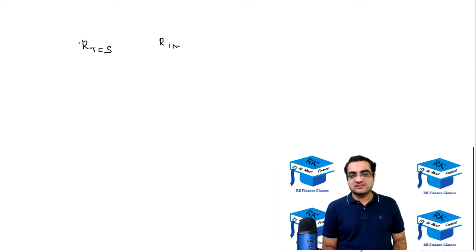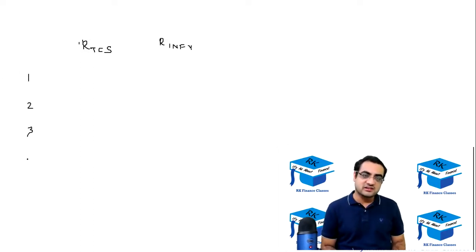So I'll give you some dummy values. Return of TCS, return of Infosys. Okay. First year, second year, third year, fourth year, fifth year, sixth year, seventh year. Okay, so let's say these are the returns. I'm just giving dummy data. Okay, let me just give 5 years.